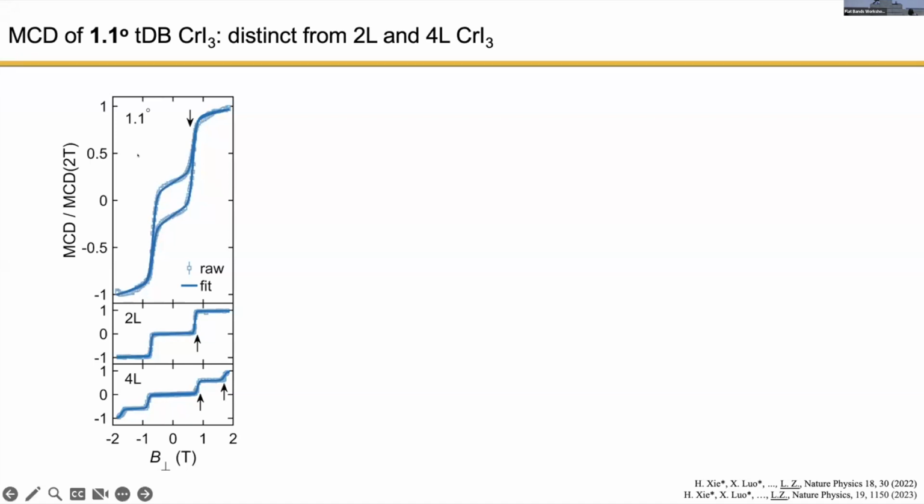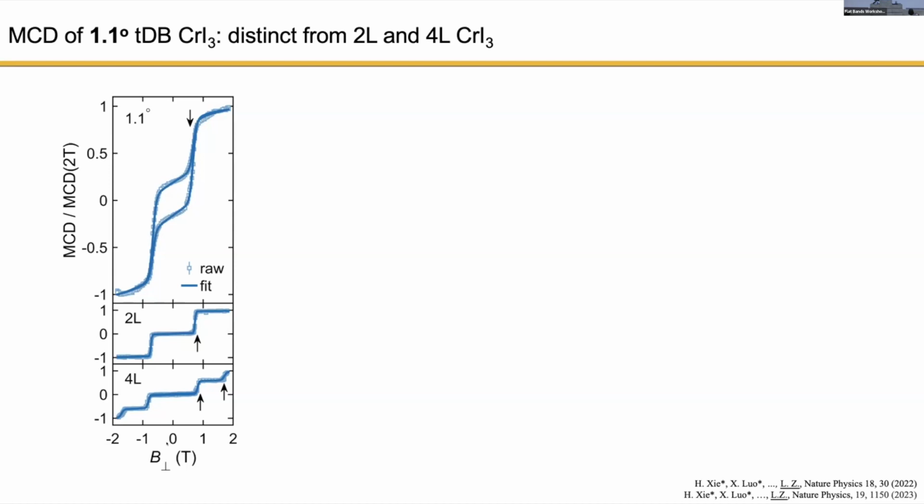So we take a look at this signal in the twisted sample at 1.1 degrees. What we see here is that instead of having zero magnetization, we actually have finite magnetization in this compound at zero field. Because of that, we see this hysteresis loop. In addition, if we compare to bilayer and four layer, it shows this kind of beautiful plateau behavior, meaning that outside of the spin flip transition, the spin state stays constant over this plateau regime.